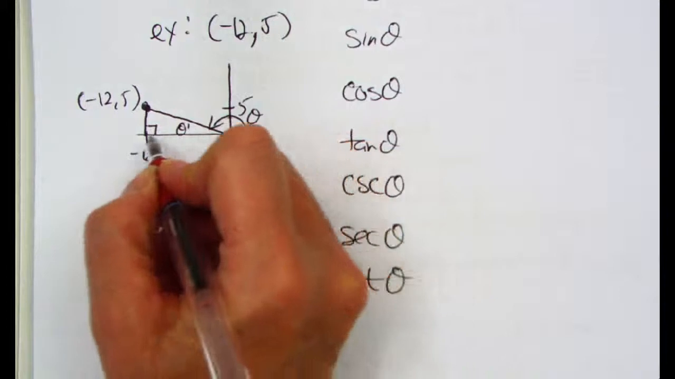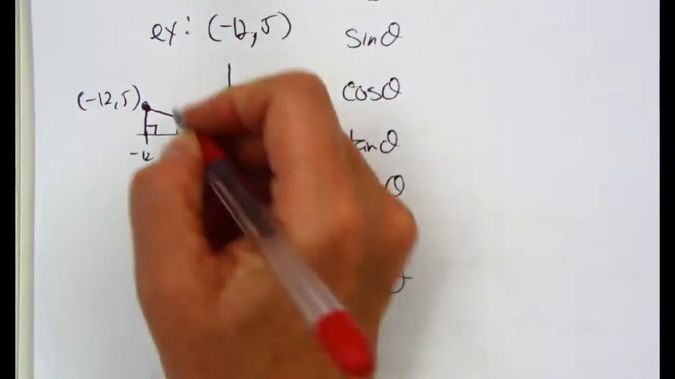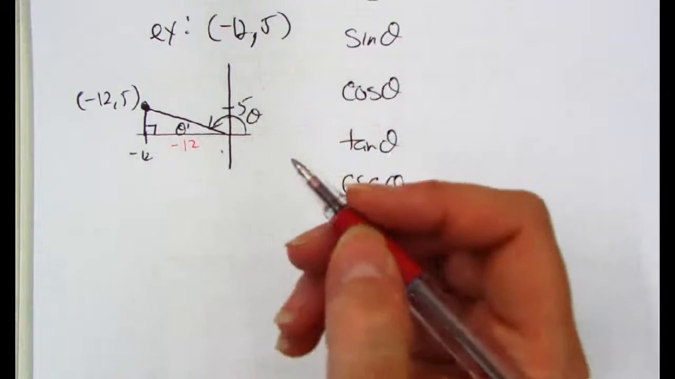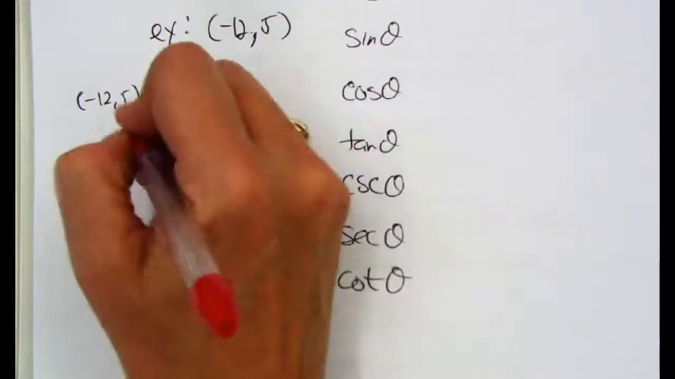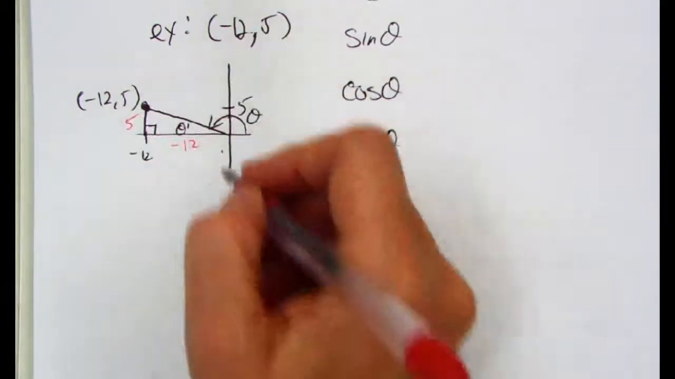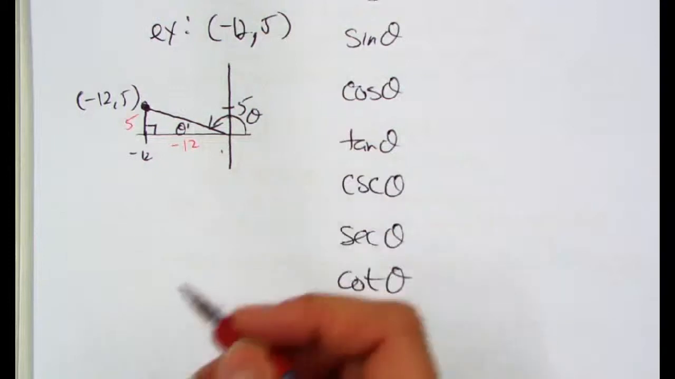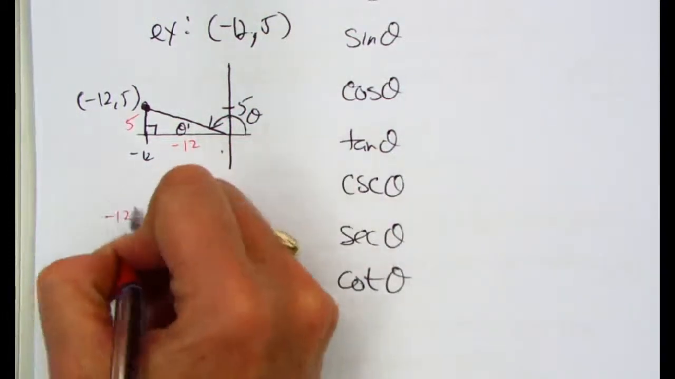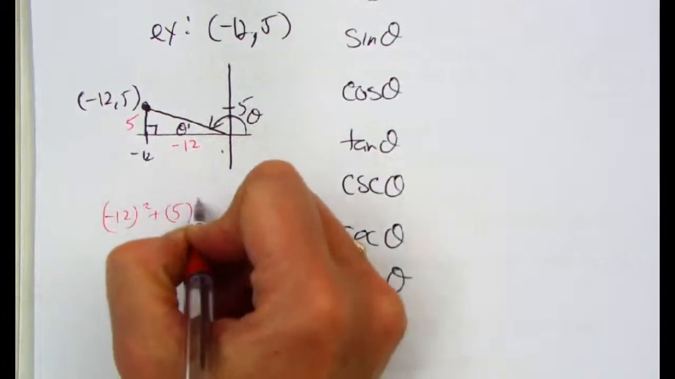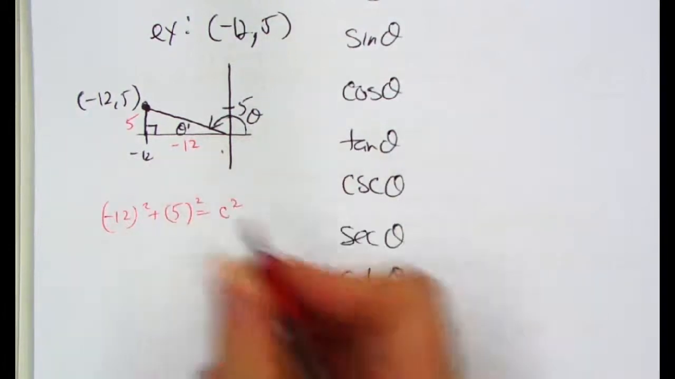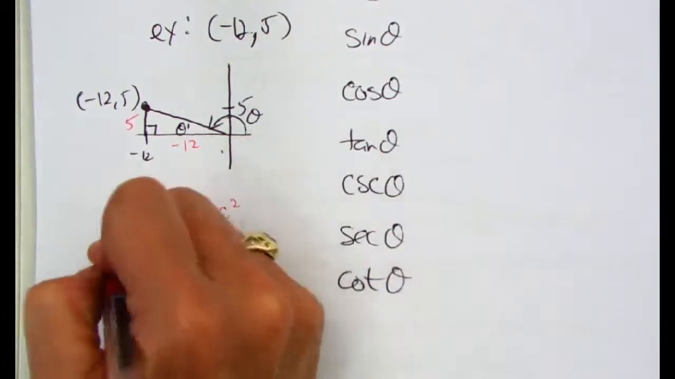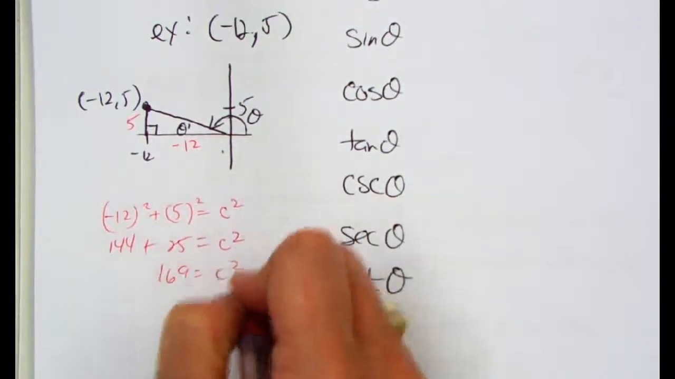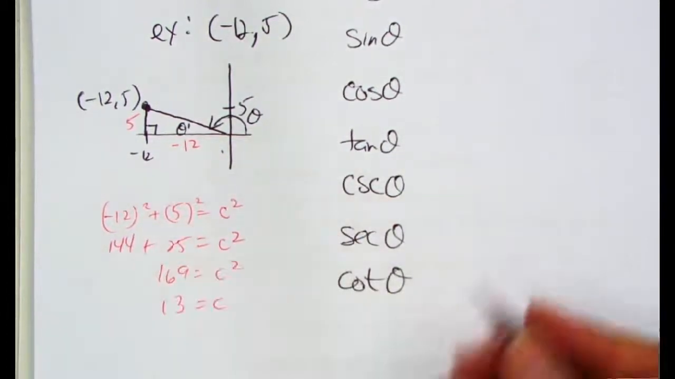So what is this length? 12. And I'm actually going to put the negative so I don't forget about it. What is this height? Is it positive or negative? Positive. And my hypotenuse is always going to be positive. What do we do to get my hypotenuse? Pythagorean theorem. So that would be negative 12 quantity squared plus 5 quantity squared equals c squared, and c is what I'm looking for, my hypotenuse. So 144 plus 25 equals c squared. That's 169, so that happens to be 13, right?